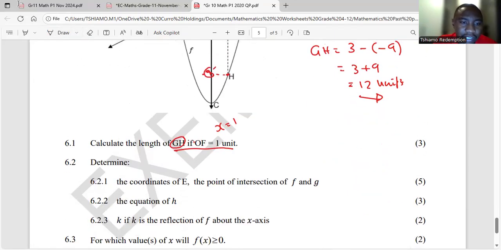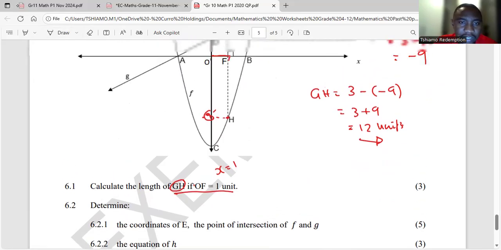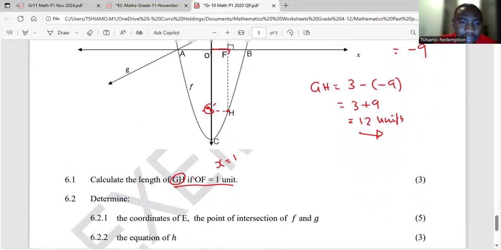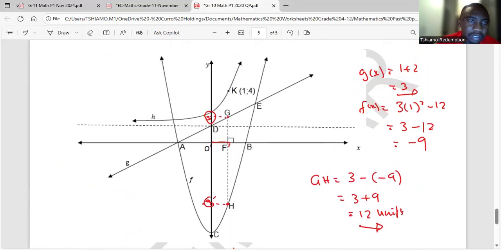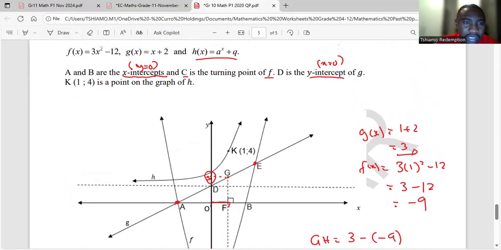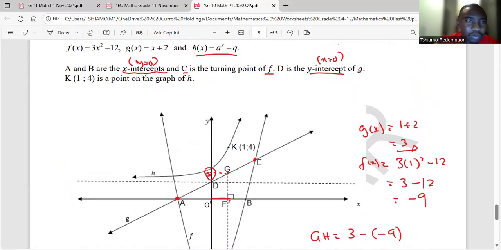Then determine the coordinates of E, the point of intersection of f and g, for 5 marks. E, where's E? E is there. So these two graphs are touching there and there. But we are looking for these points here. So it is the point of intersection of which two graphs? The straight line and the parabola. So what do we do? We equate the two equations. Equate them.